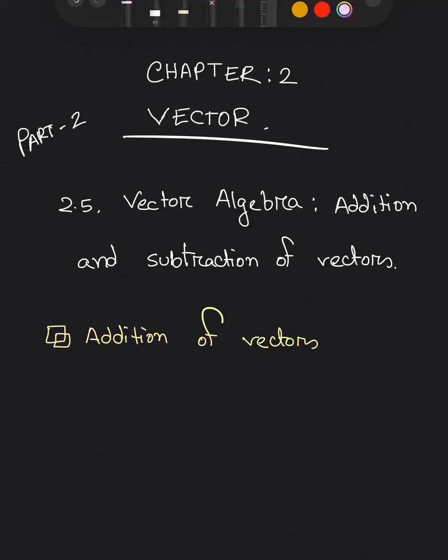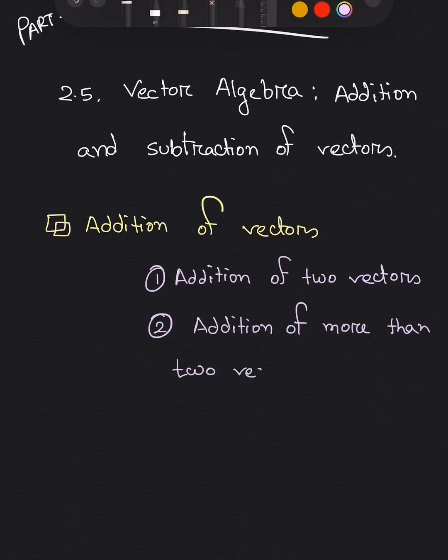In part 2 of 2.5 vector algebra, addition and subtraction of vectors, we will learn about two methods of addition of vectors. What are the methods? Number 1, addition of two vectors, and number 2, addition of more than two vectors.